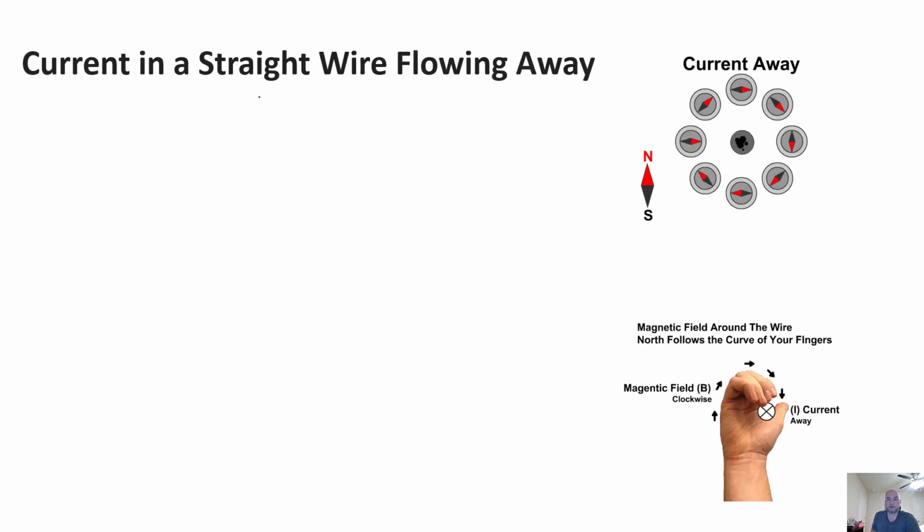Okay, so if current was flowing away from you, this one's a little harder. You're going to have to put your hand facing away from you, just like this picture. Now you should be looking at your pencil eraser if you're holding a pencil like this. Now you just switch the curl of your hand, and therefore you switch the direction that north is facing.